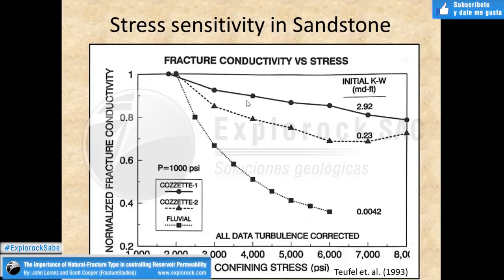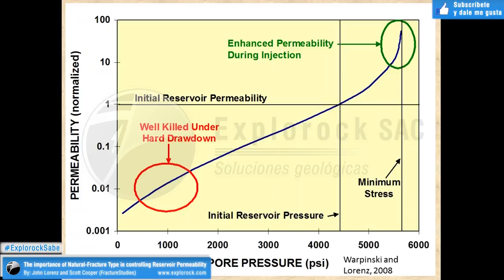The fractures were closing. If you injected into the system, you got enhanced permeability as you're opening up the fracture apertures. So that's what extension fractures are capable of doing in certain systems. How about shear fractures? Shear fractures are also stress sensitive, and let me illustrate that with another laboratory example.